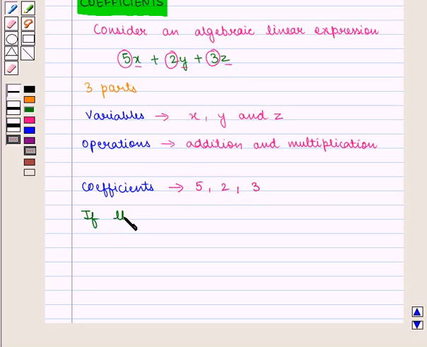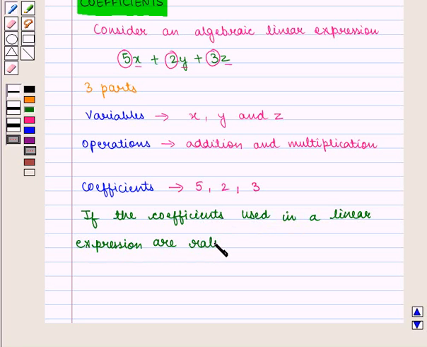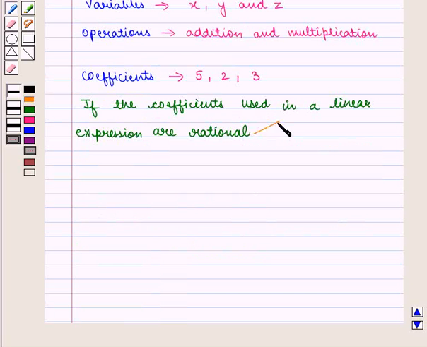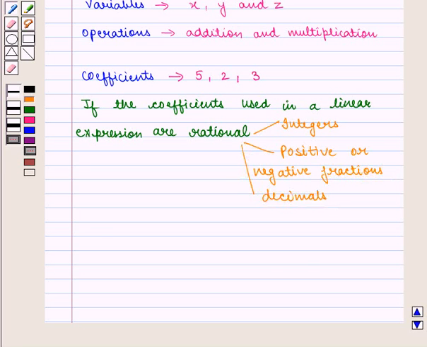If the coefficients used in a linear expression are rational, that is integers, positive or negative fractions, or decimals, then these are called rational coefficients. Now let us learn how to apply properties of operations and work with rational coefficients.